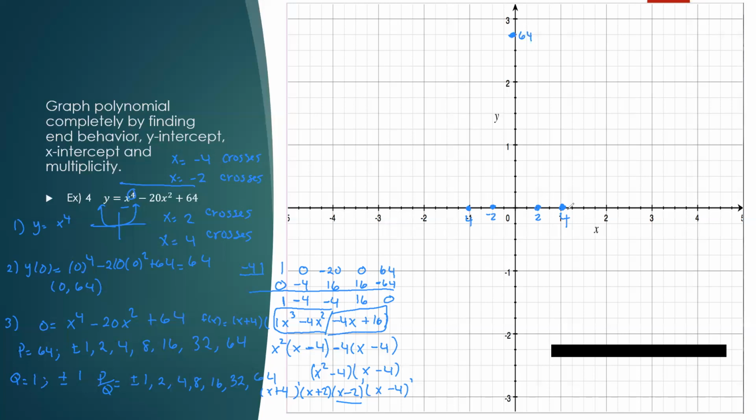Okay. So now let's do our end behaviors. Our most positive x-intercept is at 4, so it rises to the right. Our smallest x-intercept is at negative 4. It also rises to the left.